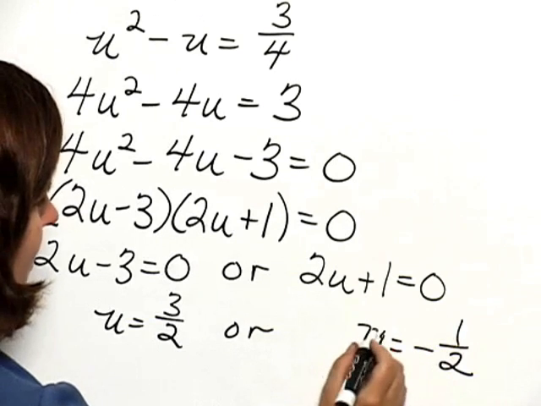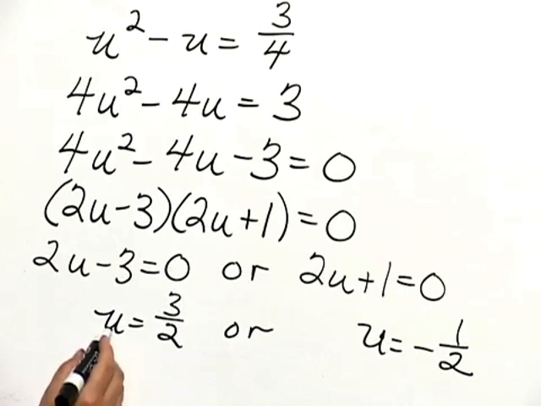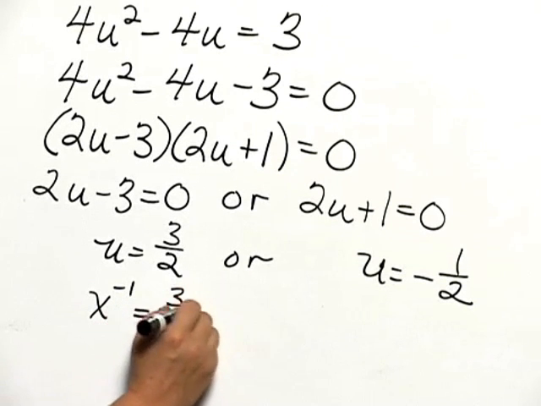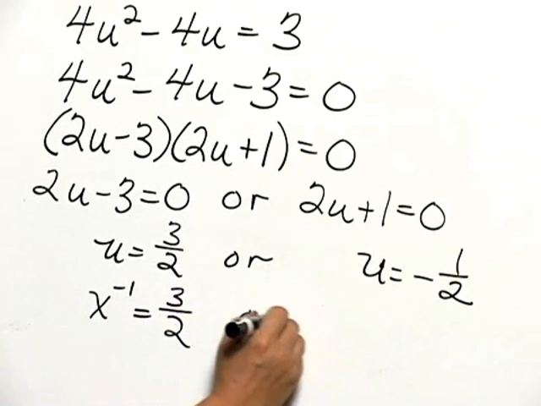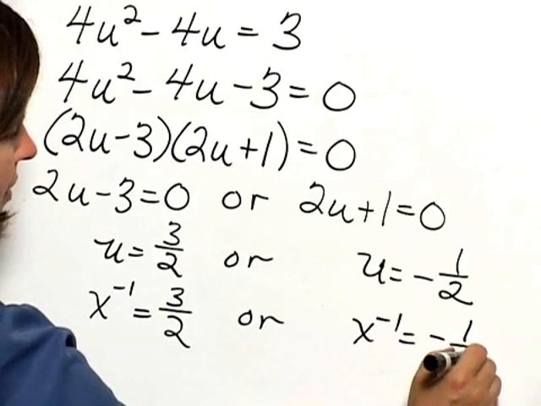Now don't be tempted to stop here. This is halfway through. We found the u. Now we have to go back and find the x. We know that u is x to the negative 1 power. So we substitute x to the negative 1 equals 3/2, or x to the negative 1 equals negative 1/2.